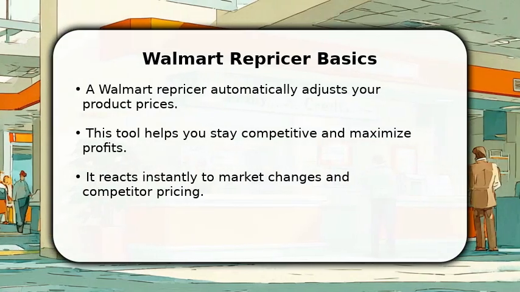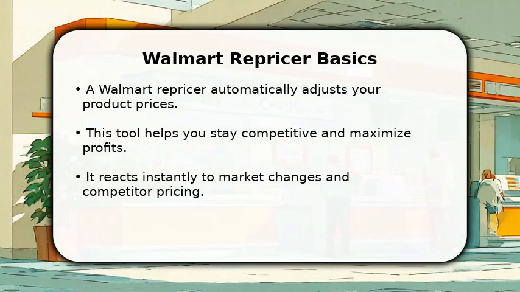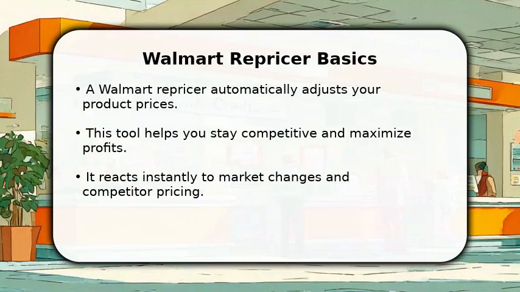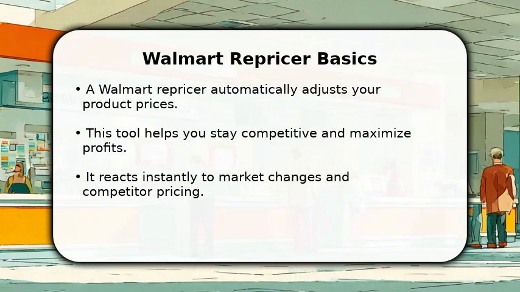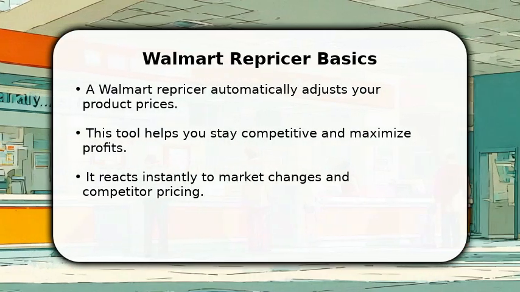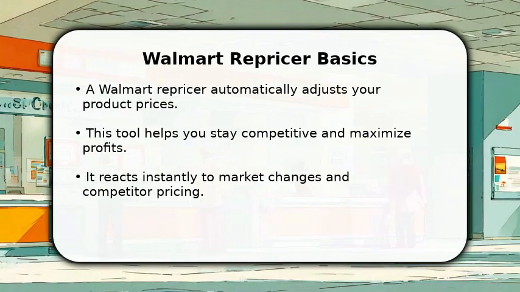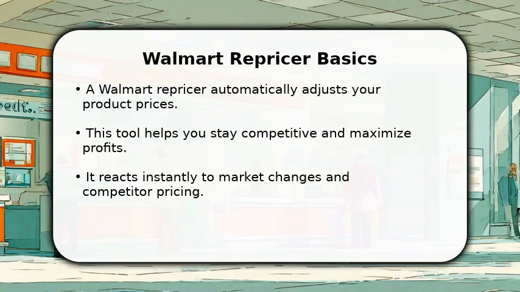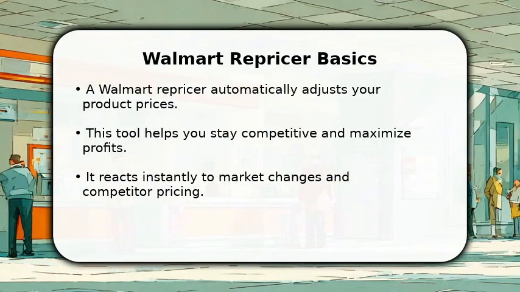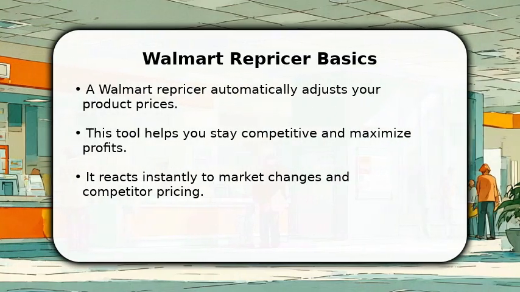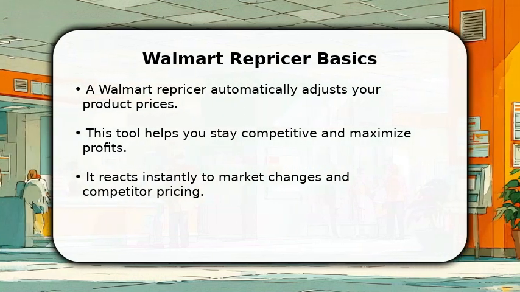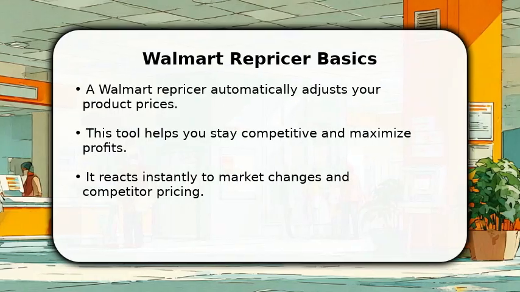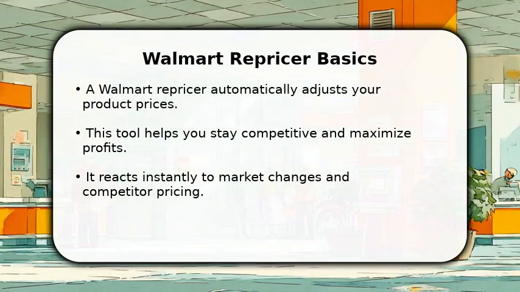Enjoy the video. In this video, I will explain how to use a Walmart repricer. A repricer is a powerful tool that automatically adjusts your product prices on the Walmart marketplace, helping you stay ahead of the competition. It constantly monitors competitor prices and market demand, making real-time adjustments to your listings. This smart automation ensures your products are always priced optimally, maximizing your sales and profit margins without constant manual effort. It's a game changer for efficient inventory management.